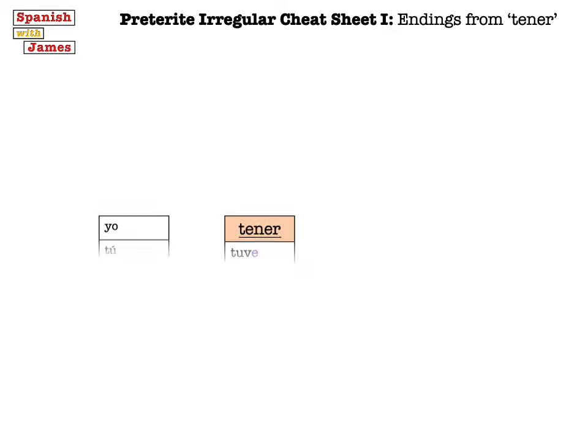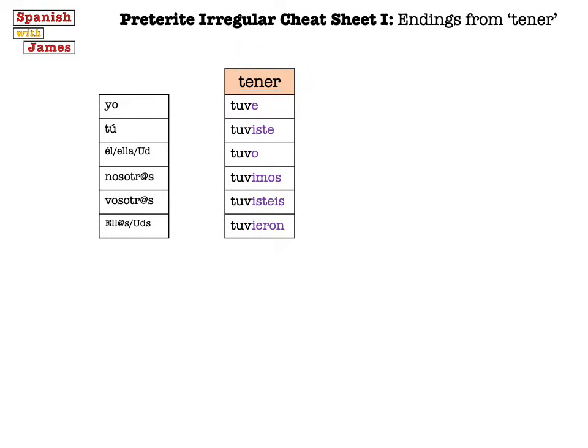So to start off with, we're going to be looking at our verb tener. Now, this is really the main verb I'd recommend you learn in the preterite tense, because once you know this verb, we're going to use its endings for loads of other verbs, because you can use these exact same endings for loads of verbs in the preterite.